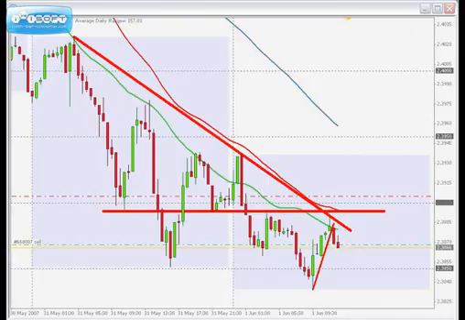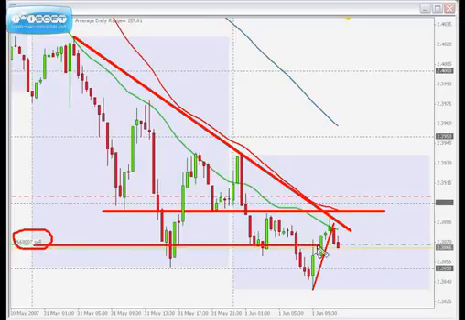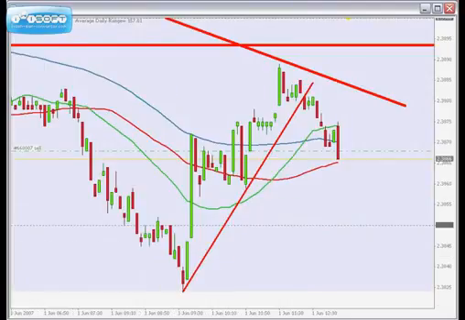Just a quick update to let you know that I've triggered my sell order on the GBP Australian dollar 1 minute ago. As you can see, that's my entry level right there. I've just triggered. Let me zoom into the 5-minute chart.